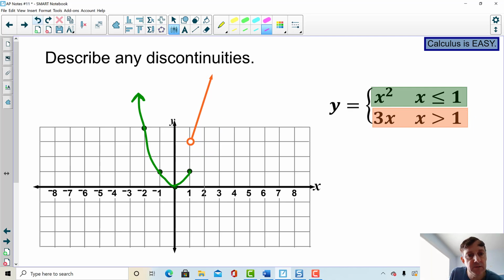Okay, after drawing this, you can see it's asking for any type of discontinuities. It looks like there's a jump discontinuity at x equals 1, and that's because the limit from the left exists, the limit from the right exists, but they're not equal to each other. So we have a jump discontinuity at x equals 1.